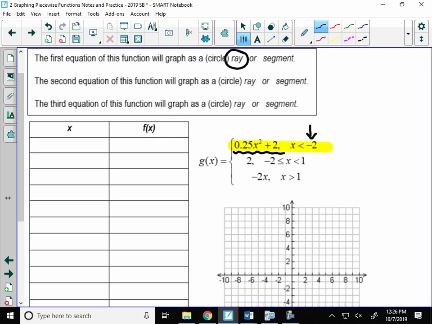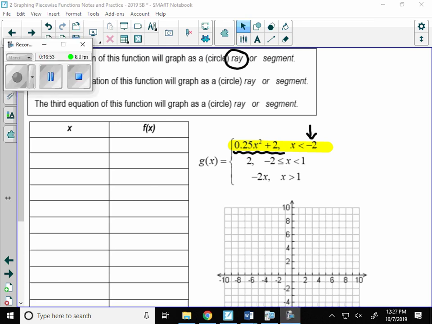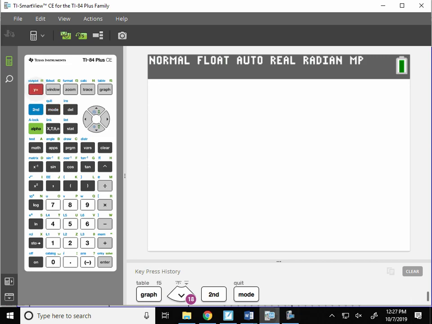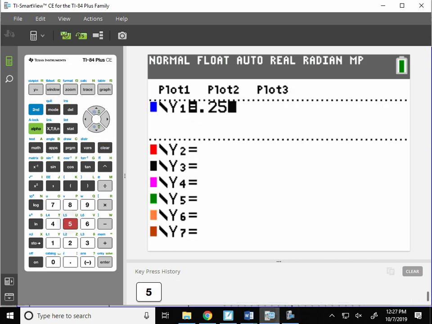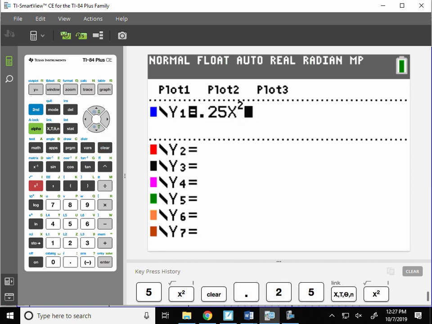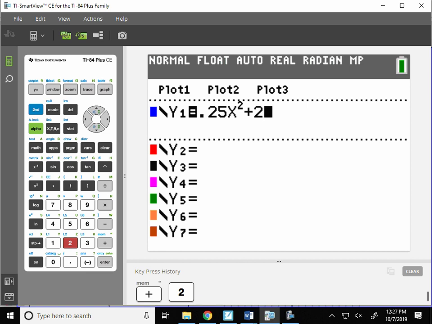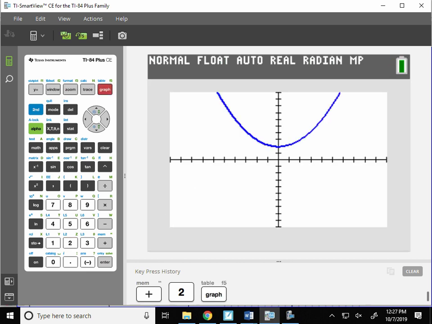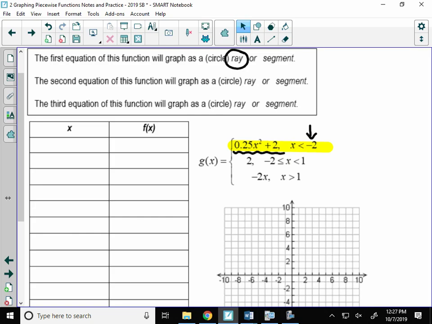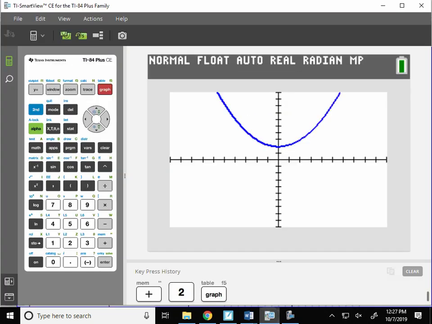So for a minute here, I want you to open up your calculator and type 0.25x squared plus 2 into the y equals. Okay? So we'll do 0.25x squared. I forgot the x. Plus 2. So we'll use our calculator, we'll hit graph, and that's what the whole graph looks like. But what is the domain that we're graphing this over? X was less than what? -2. So I'm really only looking from like my hand over to the left.